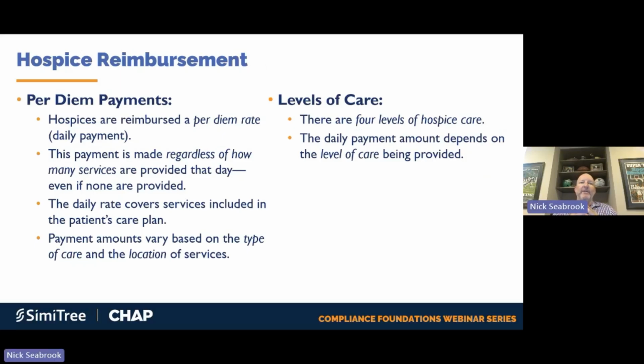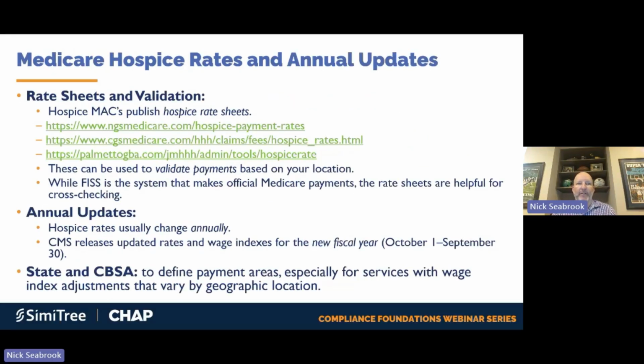So we talked again about how the reimbursement works. We have the per diem rates. This is made regardless of how many services are provided that day. The daily rate covers the services included in that patient's care plan, and it may vary based on the type of care and location, which we talked about before. We also talked about the levels of care as well.